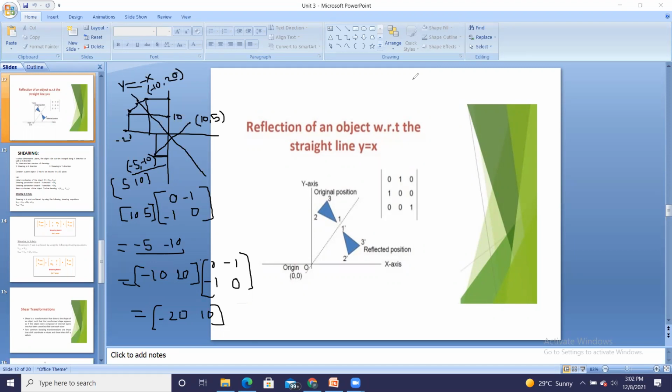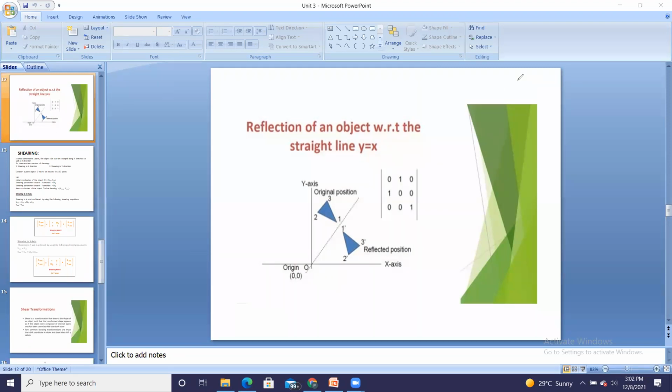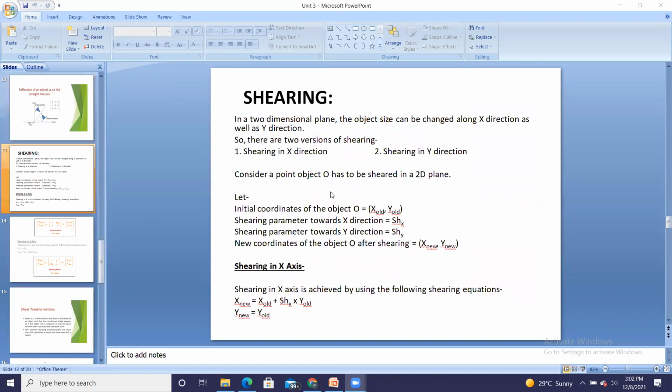Okay. So let us start with the next point. So reflection part is over. And now we are going to start with the 5th transformation, that is shearing. Okay. So what is shearing?